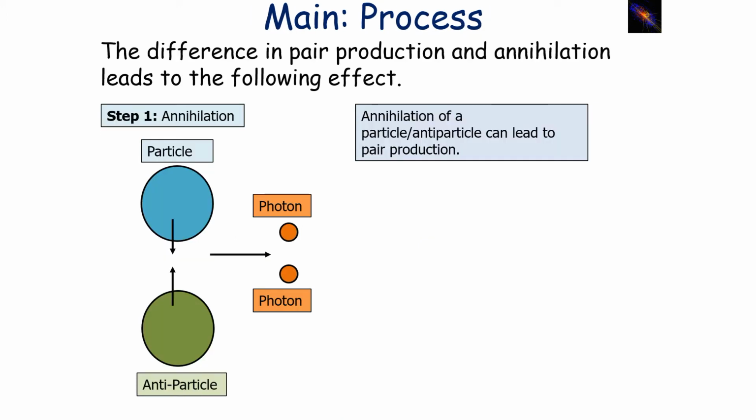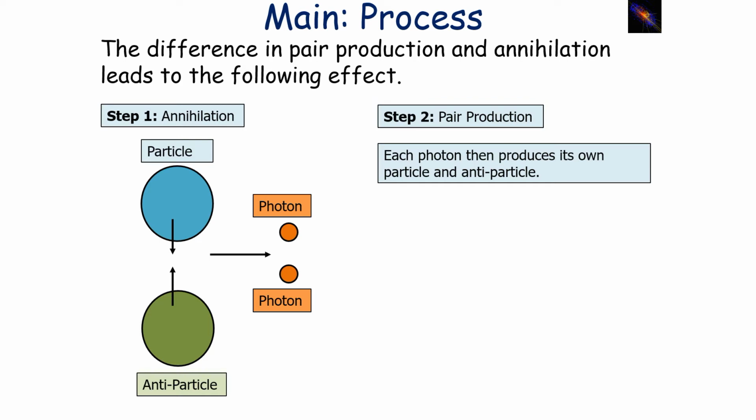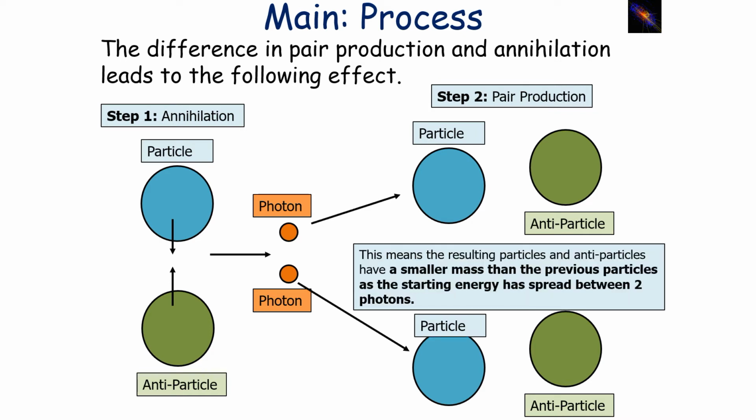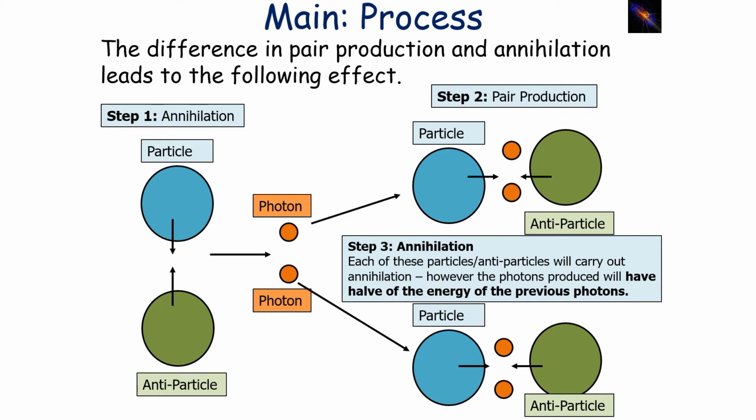So the difference in pair production and annihilation has the following effect. The annihilation of a particle-antiparticle can lead to pair production. Each photon then produces its own particle-antiparticle. So this means that the resultant particles and antiparticles have a smaller mass than the previous particles, as the starting energy is now spread between two photons. Again, these particles and antiparticles will carry out annihilation. However, the photons produced will have half the energy of the photons produced in the last step.